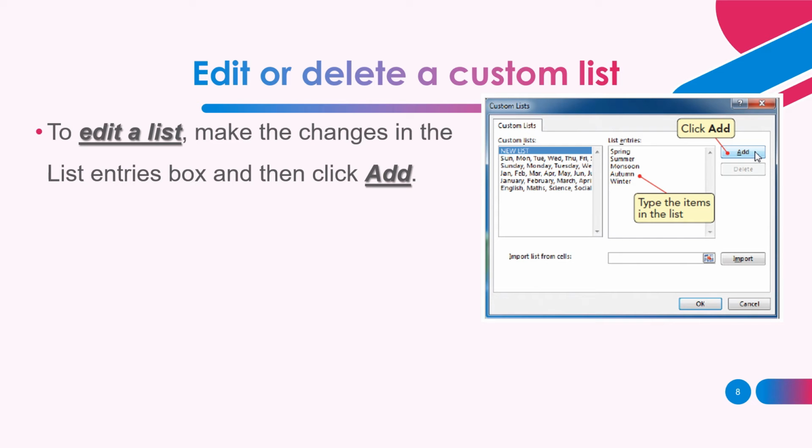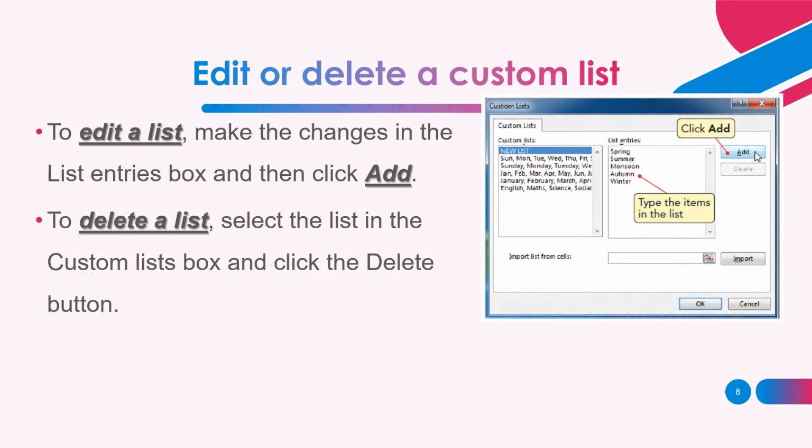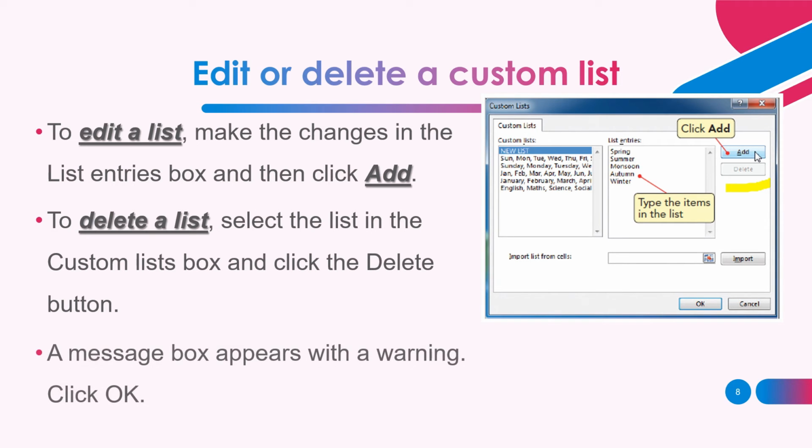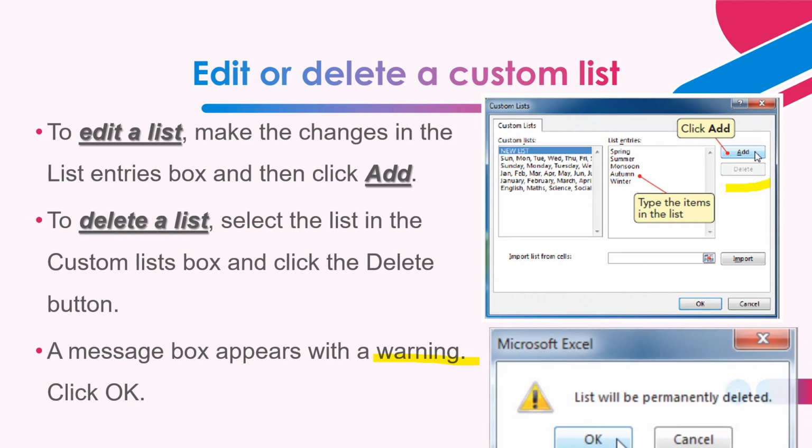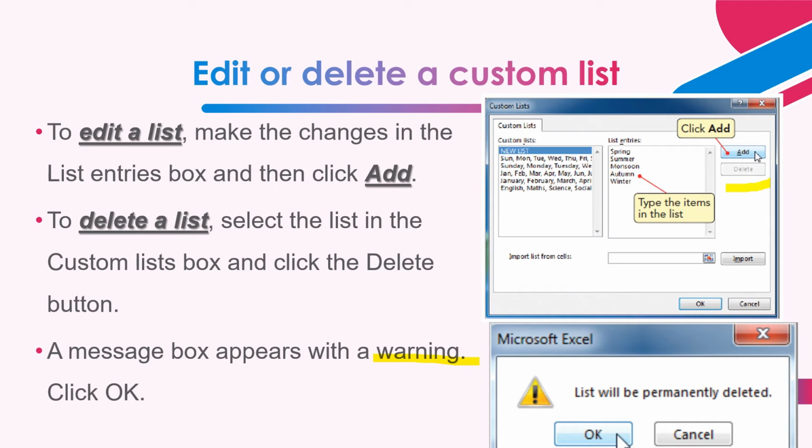Next you'll see how to delete a custom list. To delete a list, select the list in the custom list dialog box and click the delete button. For example, you select the subjects here and then you click the delete option available. See here, you can see the delete option. When you select the list you want to remove, the delete option will be available. When you click delete, before that it shows a warning message. If you confirm it and click OK, the list will get deleted.